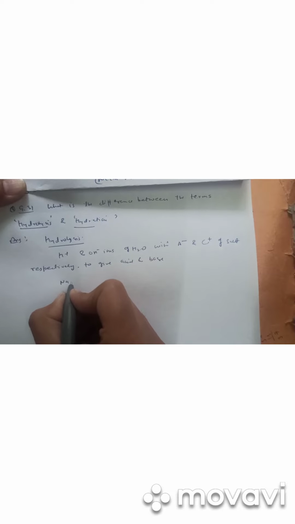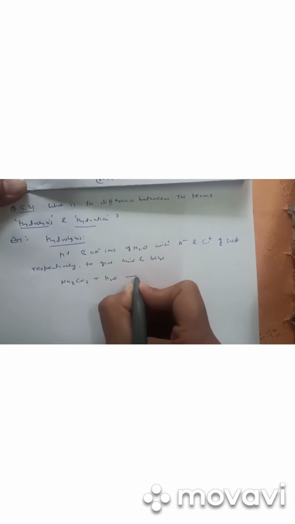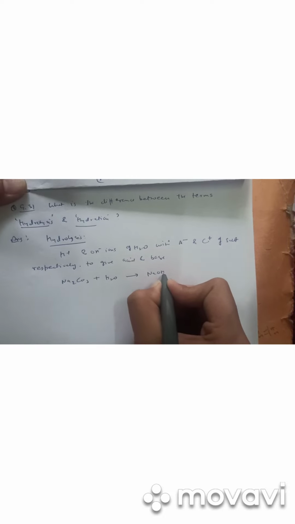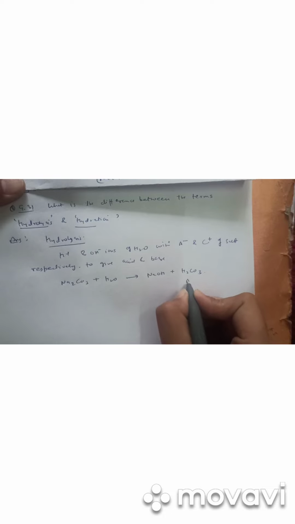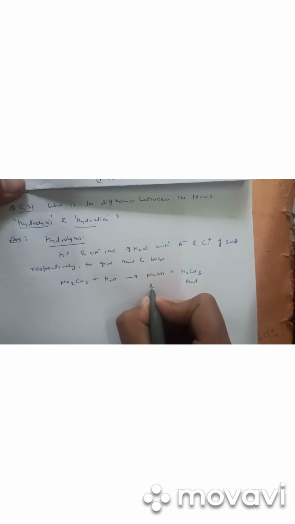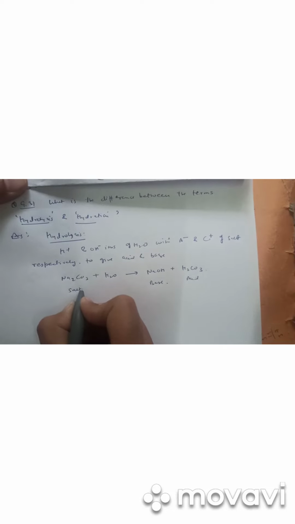So I am taking the example of sodium carbonate. When it reacts with water, it gives rise to sodium hydroxide and carbonic acid. So this is acid, this is base, and this is the salt.